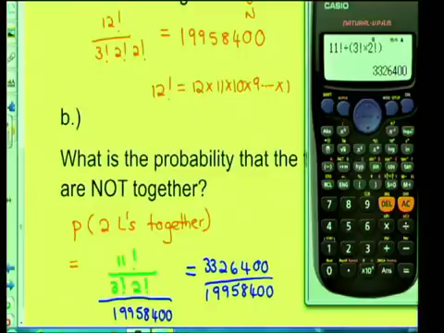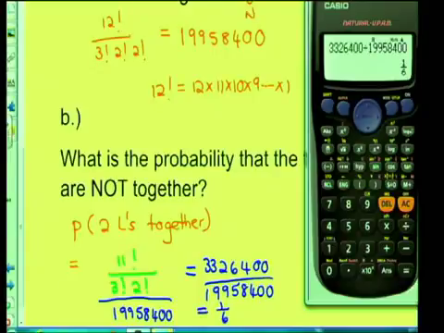Now what I'm going to do is I'm going to take that and just divide by the memory. So I divide by recall A, which equals, oh dear, I don't think it saved my number, so let's just do it properly. So it's 3326400 divided by 19958400. And I'm going to get the answer 1/6, which is a really nice answer.